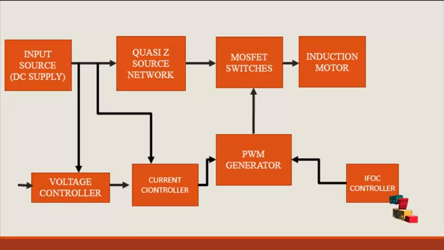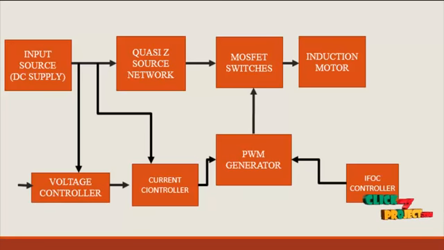In this flow diagram the input source is a DC supply, because the main objective of the flow is the inverter function. Inverter means that it converts DC to AC supply. So the input source is a DC supply. Then that DC supply is fed into the Quasi Z source network. For example, a Z source network has two inductors and two capacitors. A Quasi Z source network has one capacitor and one inductor. And the output of the network is connected to the inverter having MOSFET switches.